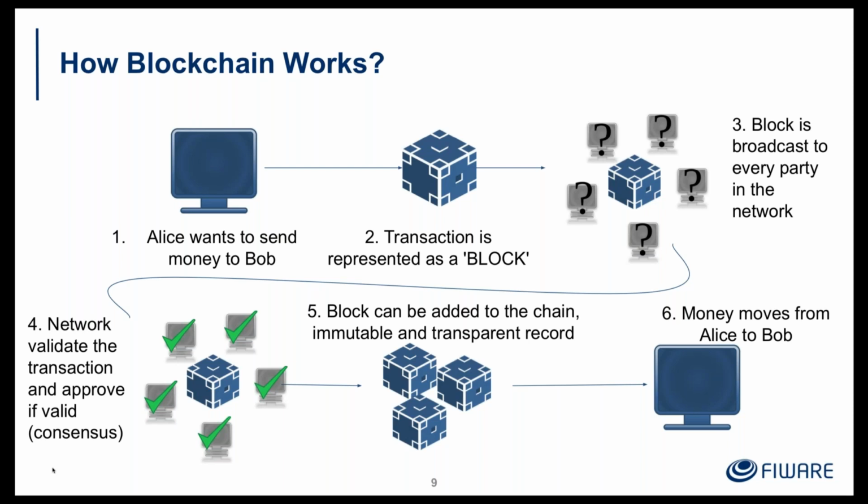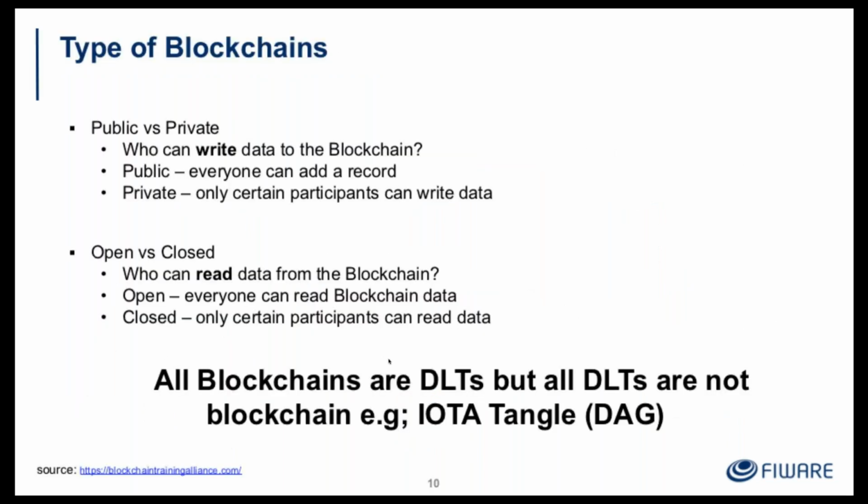For example, Bitcoin uses proof of work, and Ethereum is currently using proof of work, but is now moving towards proof of stake. And after it gets validated, the block can be added to the chain as an immutable and transparent record, and the money is moved from Alice to Bob.